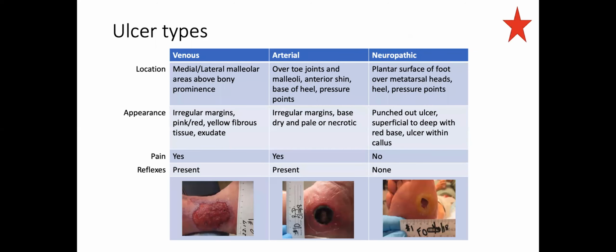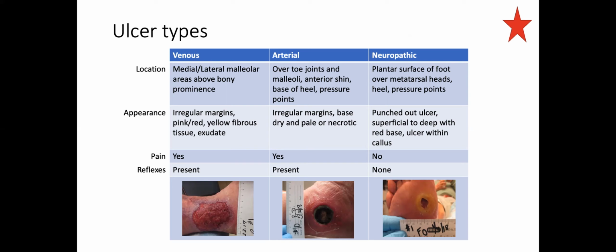So let's look at ulcers. So we've got really three types of ulcers, and I would know the difference between these. So venous is going to be more at the location of the malleolus, above the bony prominences. Arterial, it's going to be more over pressure points, the base of the heel. It can be over the malleoli, but over joints, over the anterior shin, is more likely than the malleoli. Neuropathic, it's going to be on the bottom of the foot, on the plantar surface, and over the metatarsal heads or those pressure points on the bottom of the foot.